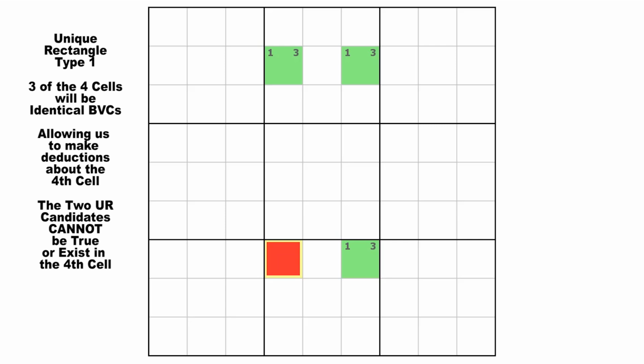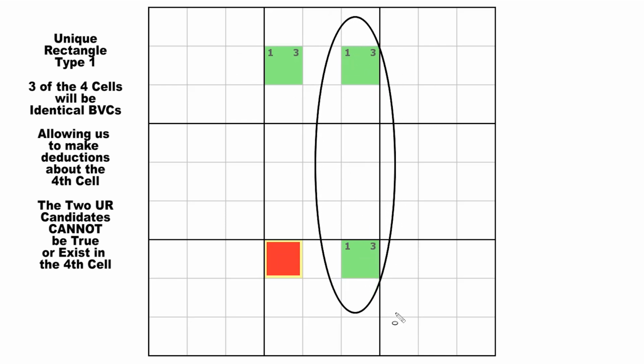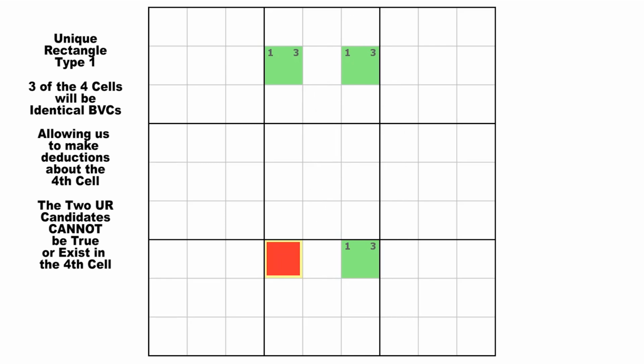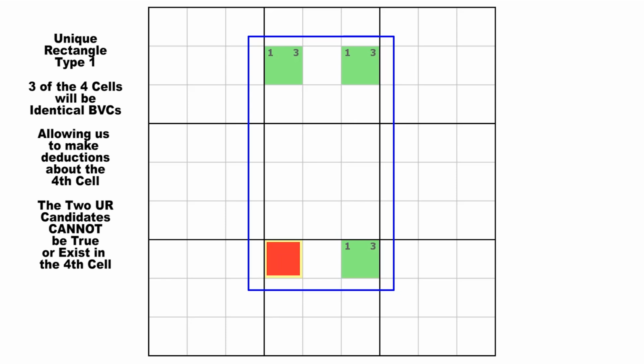So maybe a good way to identify this pattern is to think of it as two connected naked pairs that are perpendicular to each other, forming a right angle, like you see here. We have a naked pair in row 2, and we have another naked pair in column 6. And together with this fourth cell, they form a rectangle.